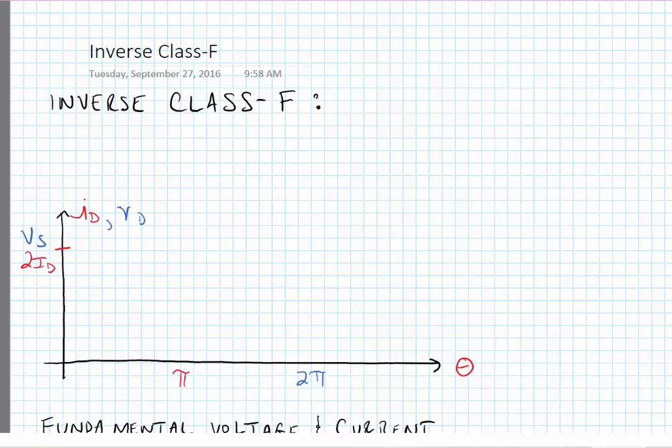Okay, in today's lecture, we're going to look at the inverse class F amplifier, which is kind of the opposite of the class F amplifier. Remember, in the class F amplifier, we squared the voltage waveform and half rectified the current waveform. In the inverse class F, we're going to square the current waveform and half rectify the voltage waveform.